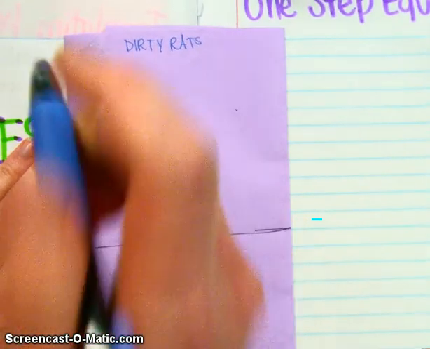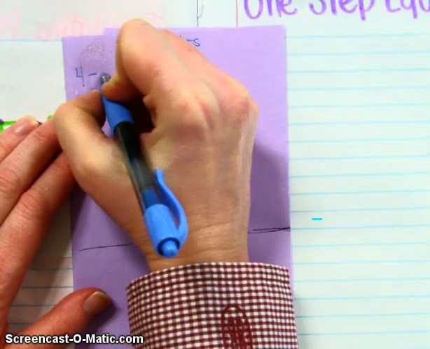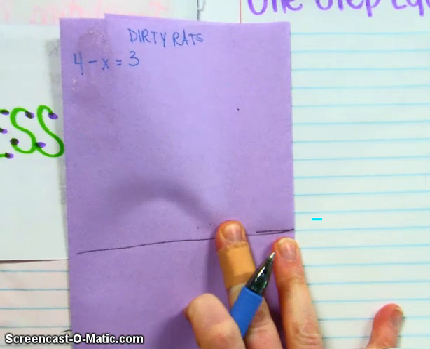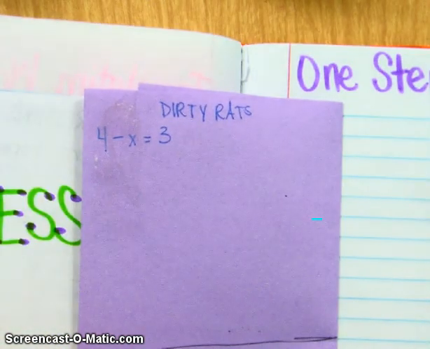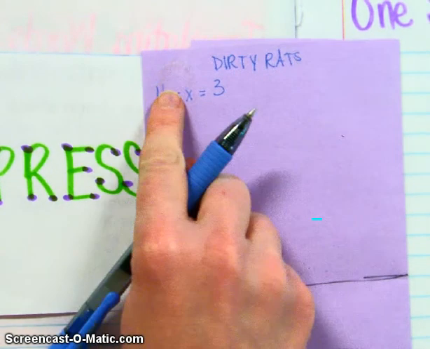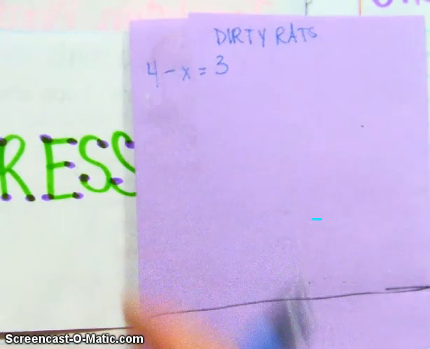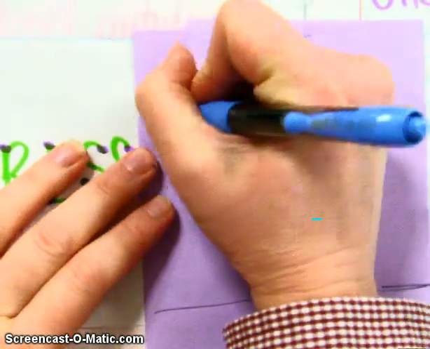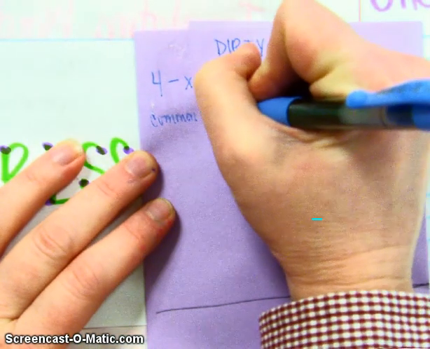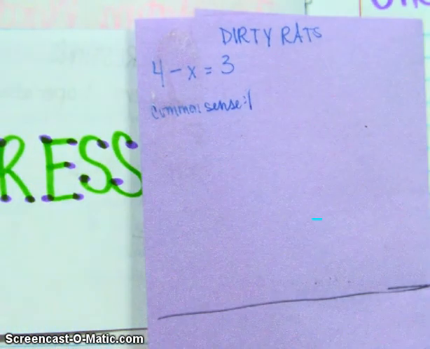So the dirty rat would look like something like this. 4 minus x is equal to 3. And what's different about it is that it is subtracting the variable instead of this number, the constant. Okay? So if you think about it, common sense tells you that 4 minus 1 is 3. Common sense tells you that that solution is 1.